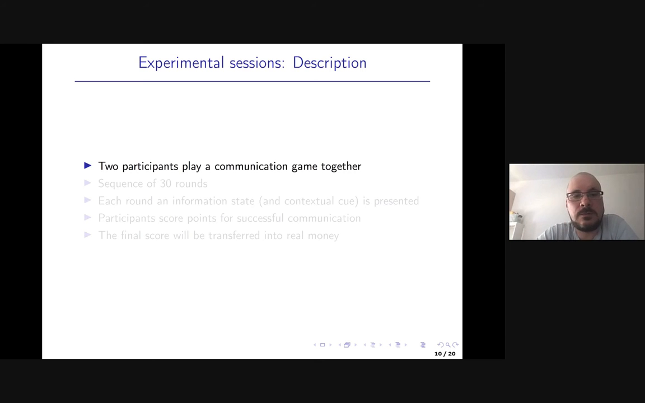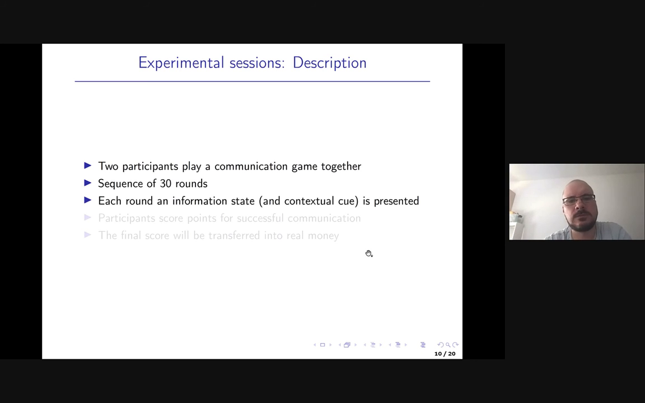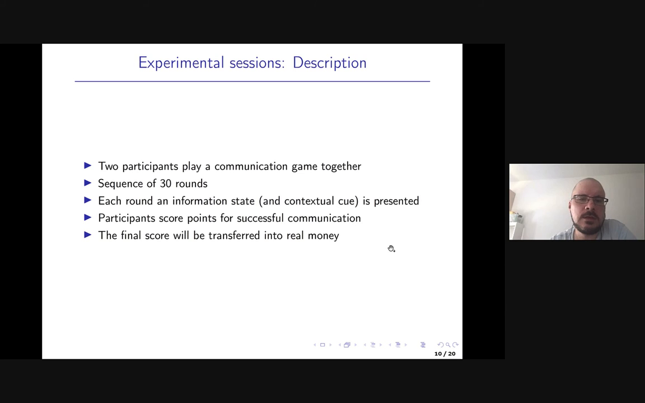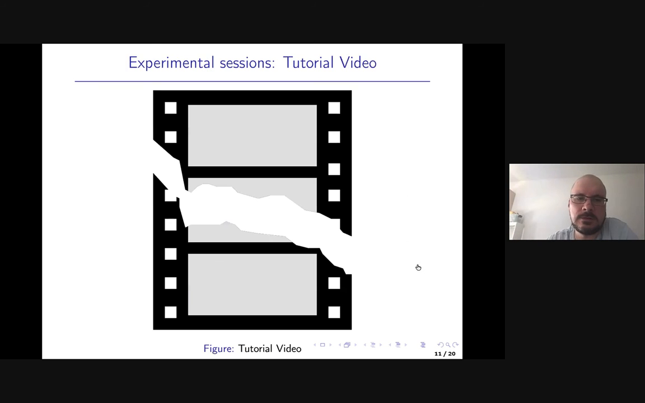So coming back to the experiment, we have two participants play a communication game together for a sequence of 30 rounds. Since the game is so simple, this is enough. In each round, the information set is presented at the beginning, and if you have contextual cues, they are presented too. And then participants play the game and they can score for successful communication. And then the final score will be transferred into real money. Of course, they get a participation fee, but they also get extra money for how well they scored.